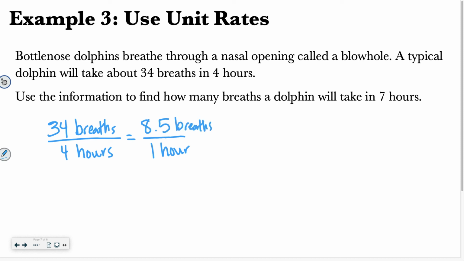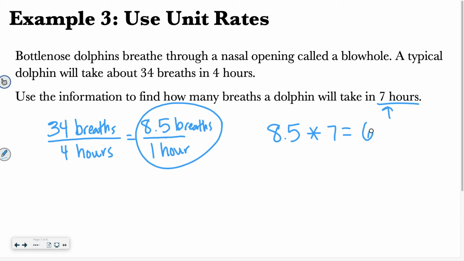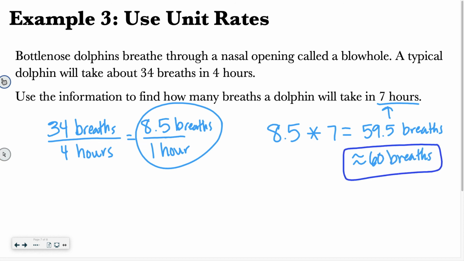Now, I have my unit rate, but I'm not done because I want to know how many breaths a dolphin will take in 7 hours. Now that I have my unit rate, I know how many breaths are taken in 1 hour. I can say the number of breaths taken in 1 hour times the number of hours, which is 7. That's going to give me my total, which works out to be 59.5 breaths, or you can round that and say about 60 breaths. Okay. So first find your unit rate, then multiply by however many hours or whatnot you're looking at.